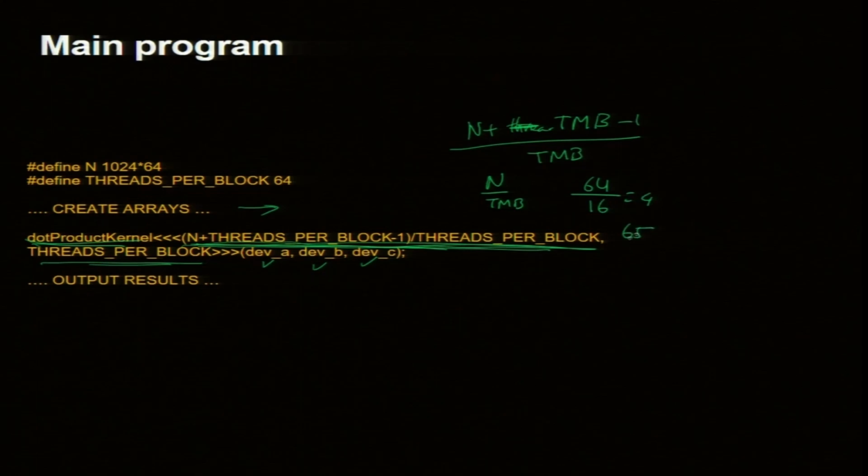What if I have 65? Then I need an extra block, no? But 65 by 16 will be what? This is an integer division, it still gives me 4, which is wrong, no? I mean, I need 5 blocks. So, that is why you add 65 plus 16 minus 1, which is 15. So, that will be 80 by 16, that will be 5.